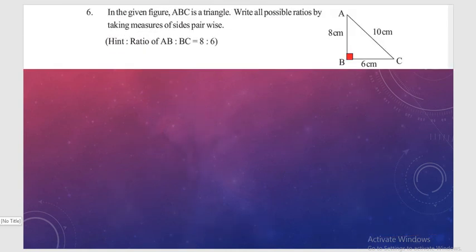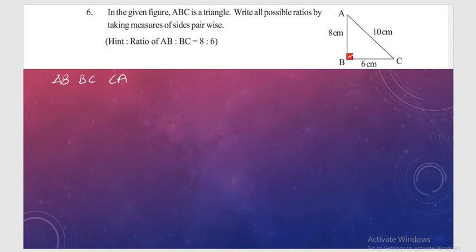Next, moving on to one more question. So what he has given, there is a triangle ABC. Write all possible ratios taking measures of sides pairwise. So here a triangle ABC is given, which is a right angle triangle, and it is asking you to write the ratios pairwise. So totally how many sides are there? AB, BC and CA.